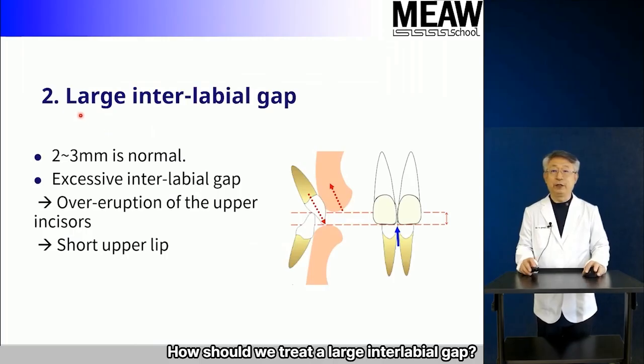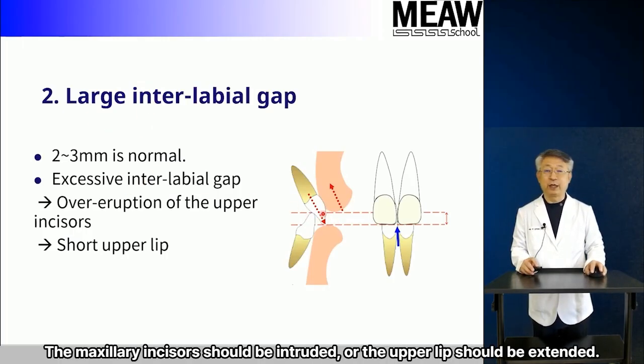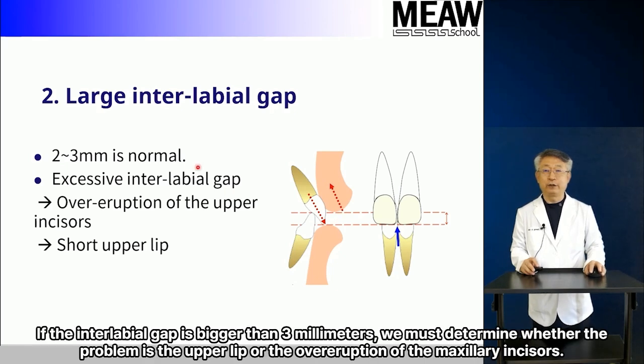How should we treat a large interlabial gap? The maxillary incisors should be intruded, or the upper lip should be extended. If the interlabial gap is bigger than 3 mm, we must determine whether the problem is the upper lip or the over-eruption of the maxillary incisors.